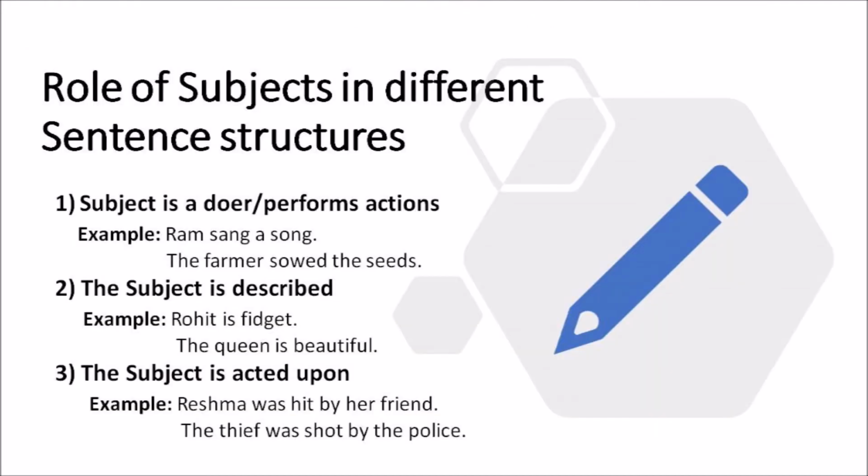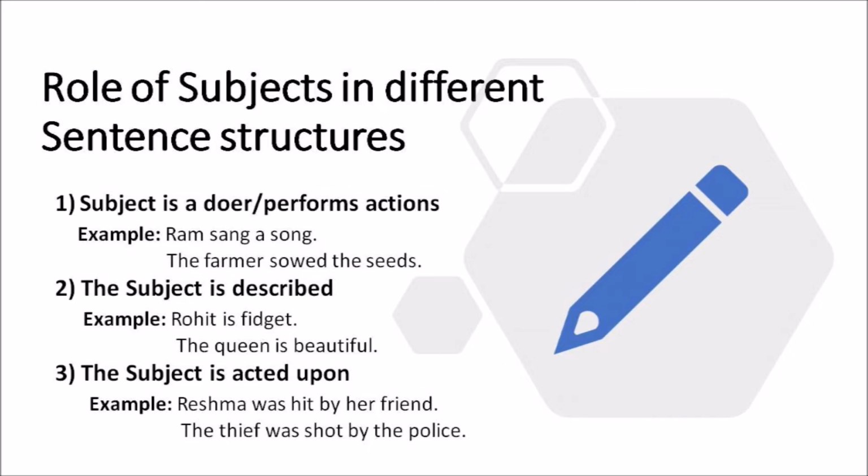Next, we are going to learn the role of subjects in different sentence structures. What do we mean by this heading? A subject has different roles to play in a sentence. It can act as a doer of the sentence. It can be talked about in the sentence, or we can say it can be described. Or third, it can be acted upon, or it can show a reflection.